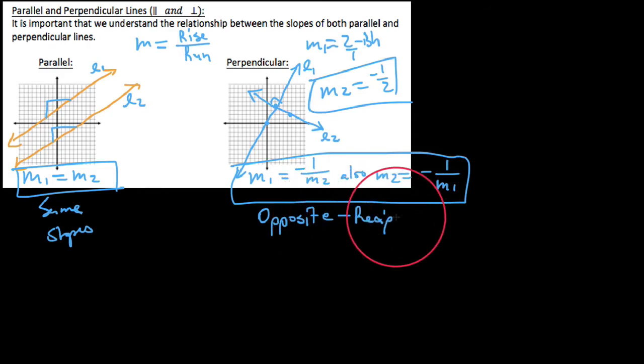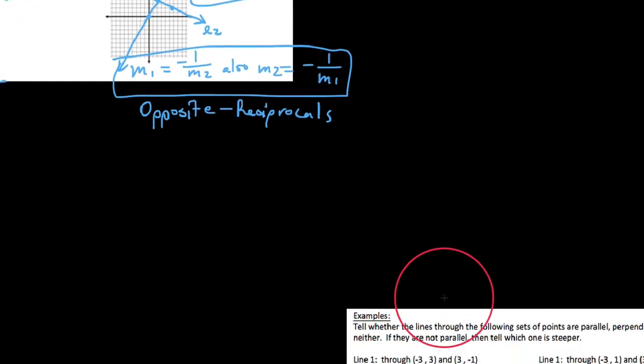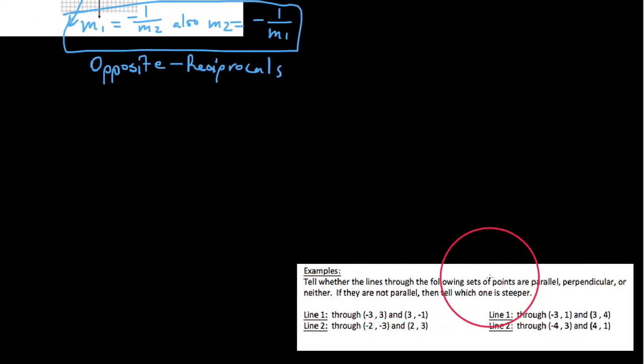So when we talk about these graphs now, let's take a look at this real quick set of examples I have down. It says, tell whether the lines through the following sets of points are parallel, perpendicular, or neither, and if they're not parallel, tell which one is steeper.